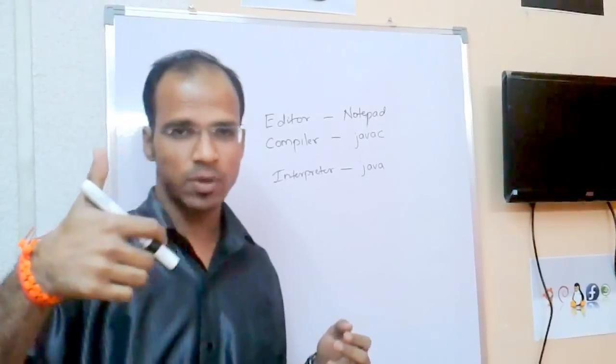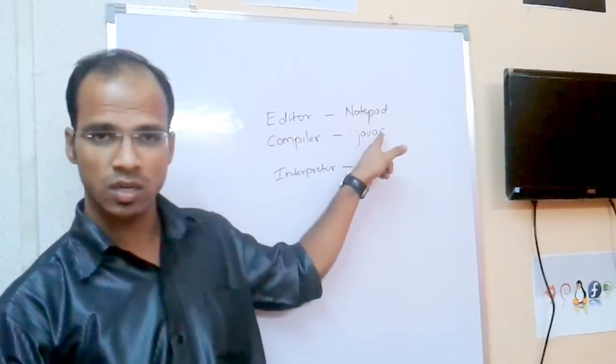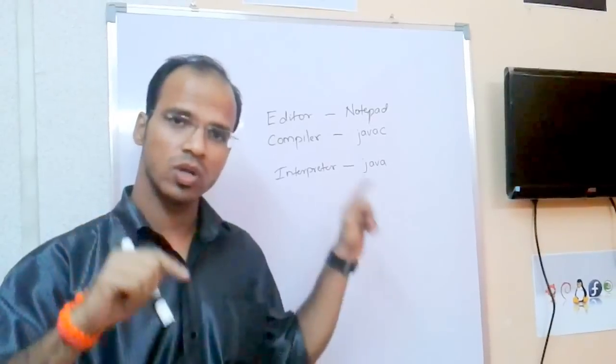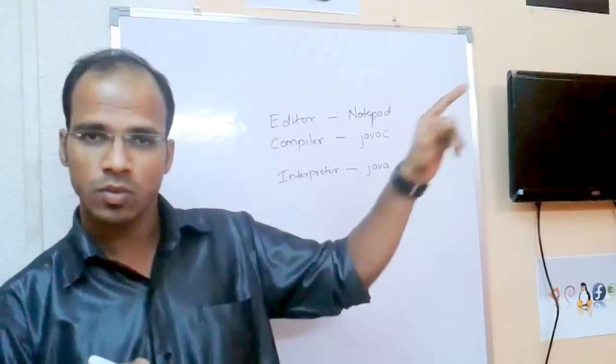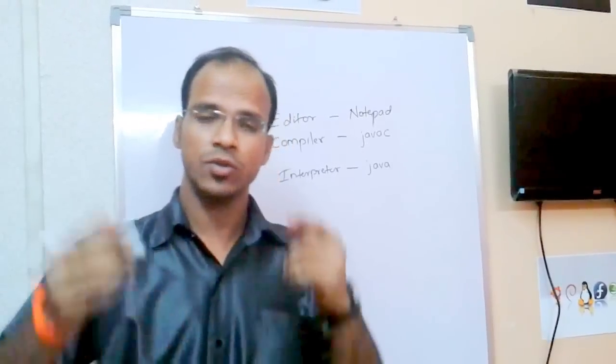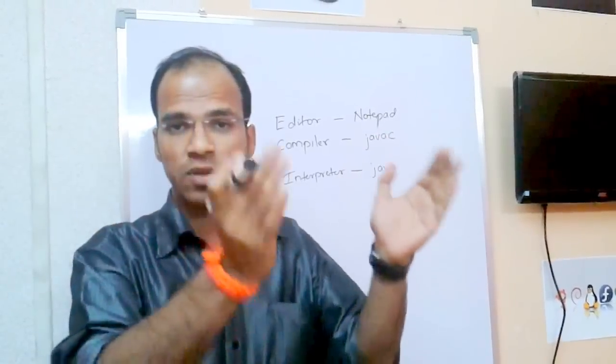When you want to type code, you require Notepad. When you want to compile the code, you require javac. And when you want to run the code, you require java. That means to type a code, you require Notepad. To compile a code, you require javac. And to run a code, you require the JVM. That means three different things at three different places.